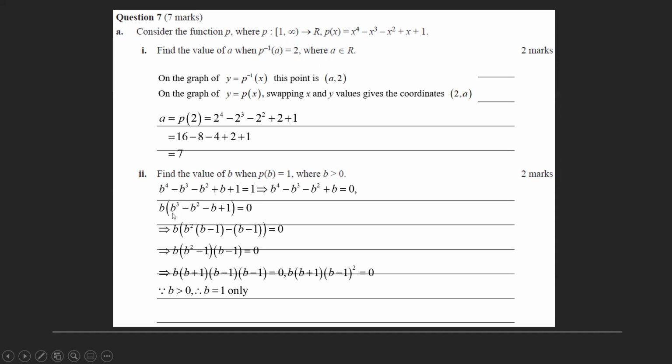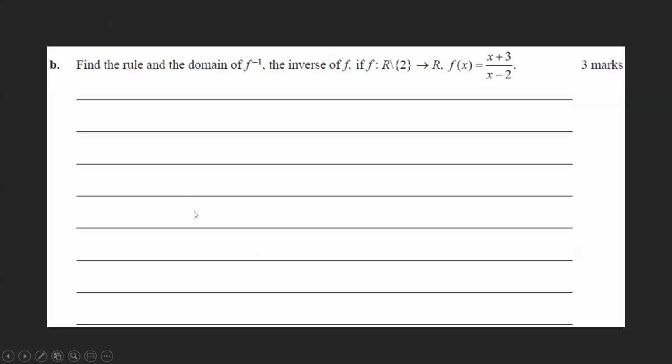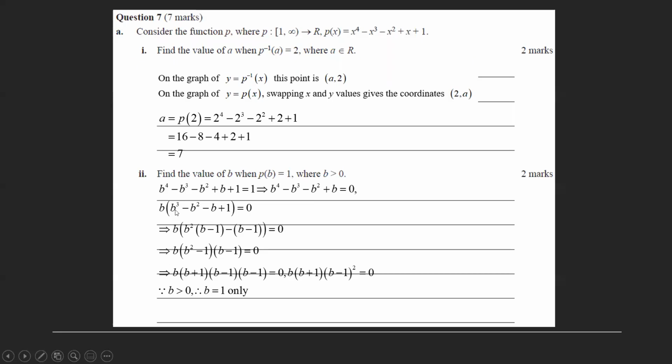Then we will use some sort of strategy like factorization by grouping. Notice that for these two terms, b cubed minus b squared, you take out the b squared, end up with b minus 1. With minus b plus 1, if you take out minus 1, you will end up with minus bracket b minus 1. So b minus 1 by grouping is another common factor. Therefore, it will be b squared minus 1 times b minus 1 equals 0.